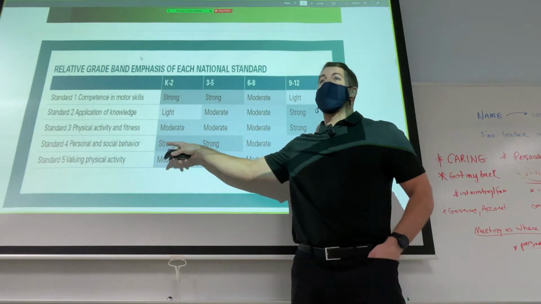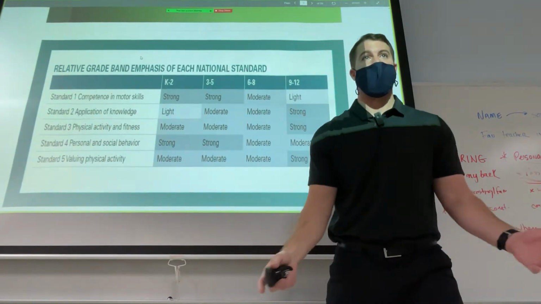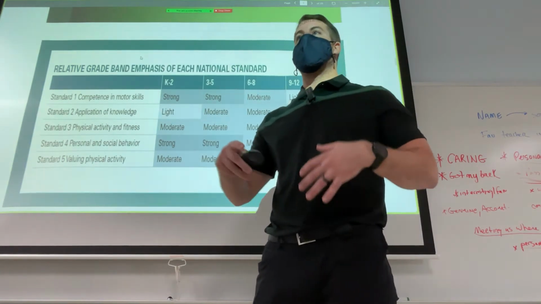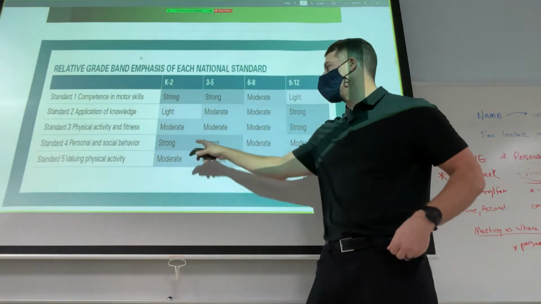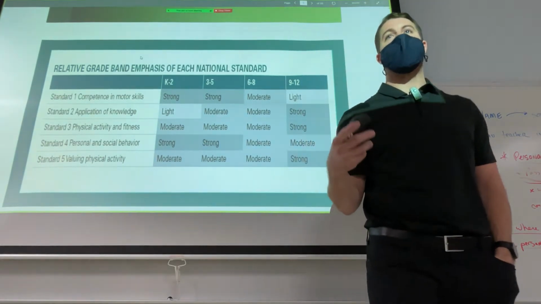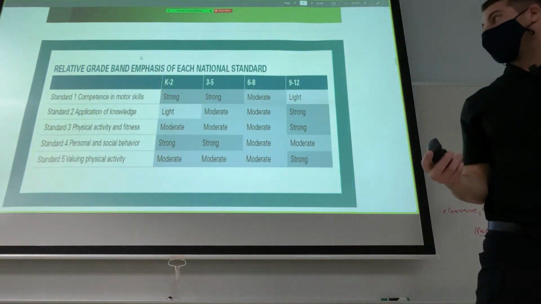We want them to find personal space. We want them to be cooperative with each other. We want them to make friends. Okay, so that's really important. And competence in motor skills, skipping, hopping, running, throwing, jumping, yoga postures.